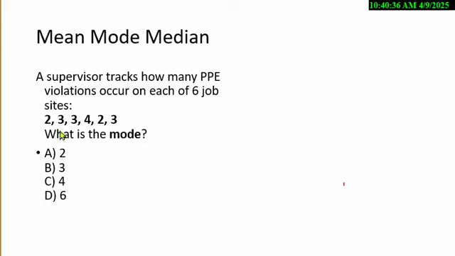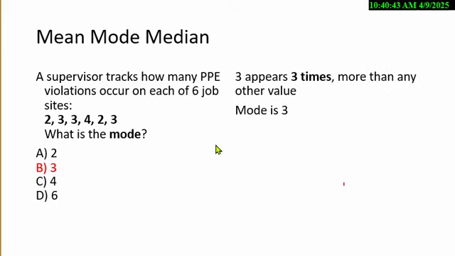But here we got 2, 3, 3, 4, 2, 3. What's our mode in this case? And the answer is, indeed, B is the mode. 3 appears 3 times, so that's the most common one. And for me, I can look at it, and that means a chunk of students.